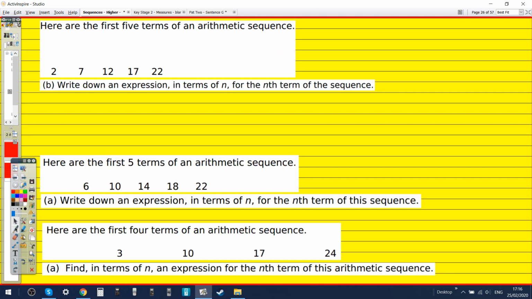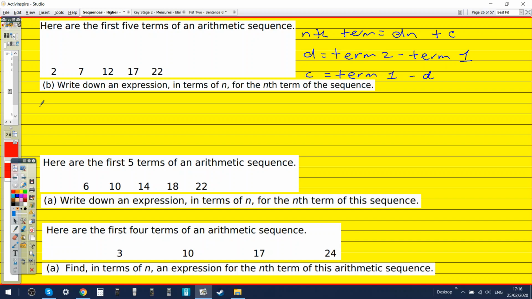To find the nth term of a sequence, the nth term is always dn plus c, where d is the common difference. So that's term 2 take away term 1. And c is like term 0, so that's term 1 take away d. So try that for this one.